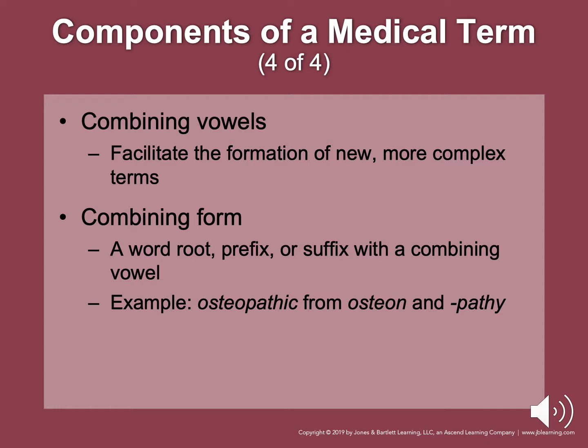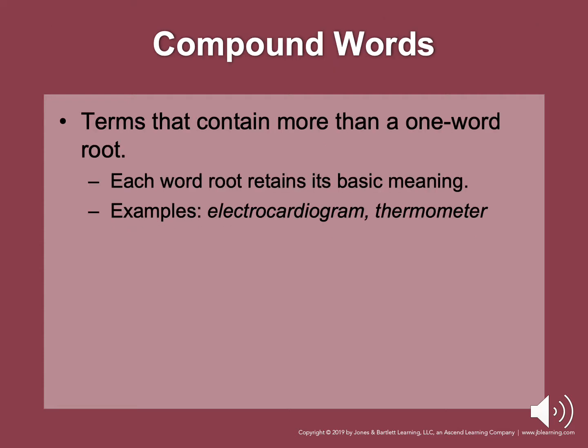Use a combining vowel before a suffix that begins with a consonant, and use a combining vowel to join other word roots. Do not use a combining vowel before a suffix that begins with a vowel. For terms containing more than one word root, each word root retains its same basic meaning. Examples are electrocardiogram and thermometer.